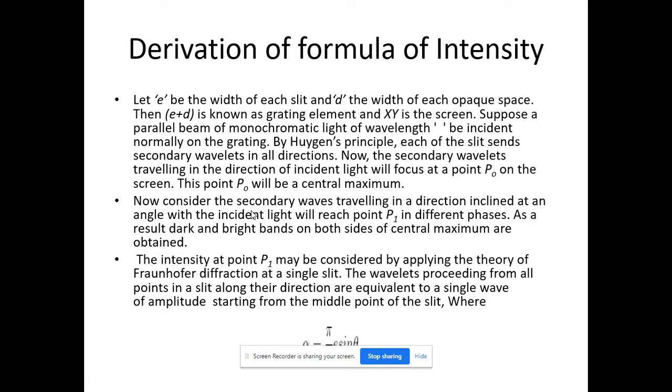To derive the formula of intensity, let us say that E is the width of each slit. Now there is not one slit, there are N number of slits, maybe 15,000 per inch. So E is the width of the slit and D is the space between any two slits. Ultimately E plus D is the space between two consecutive slits, and this E plus D is known as the grating element. We have monochromatic light incident normally on the grating, and by Huygens principle, as I told you in yesterday's class, each slit sends secondary wavelets in all possible directions. So this point P naught is the central maxima.